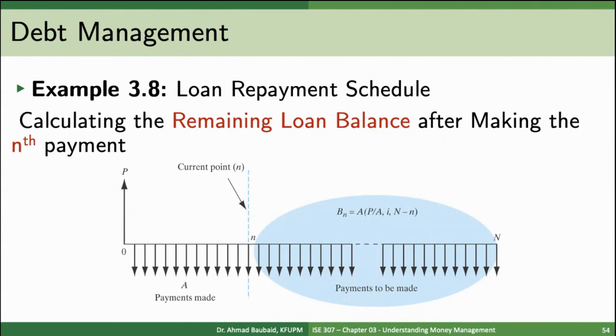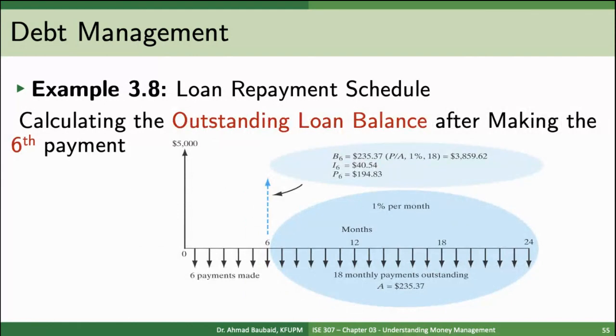I don't think we have time to go over this example in detail today, but just to set the scene for next class. Again, we have a loan, right? We have P and then we have A. And this example is asking you for the following: compute the remaining loan balance after making the nth payment. In general, I think the example later is going to ask for the loan balance after the 6th payment.